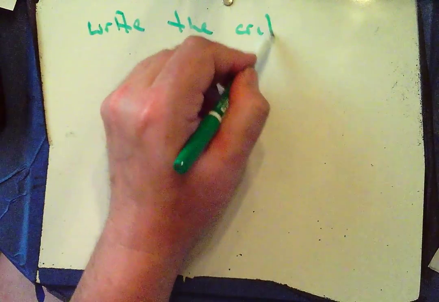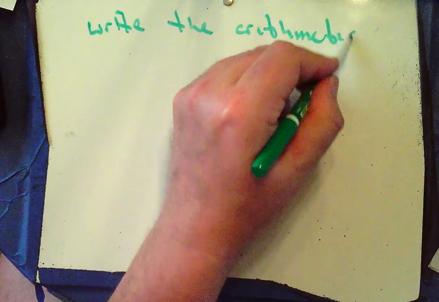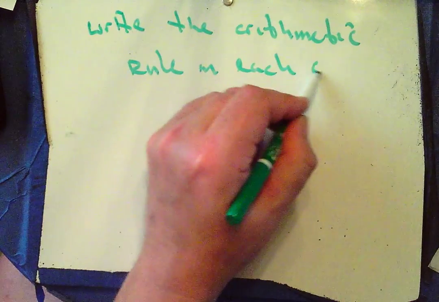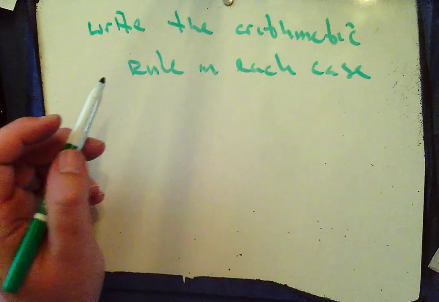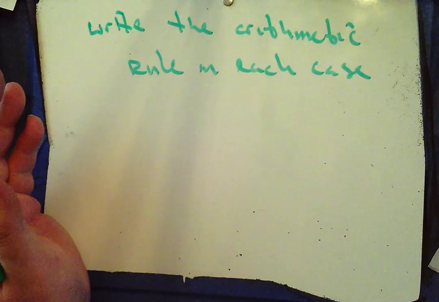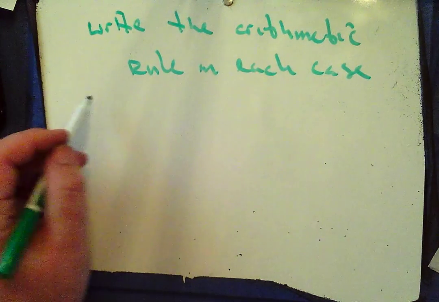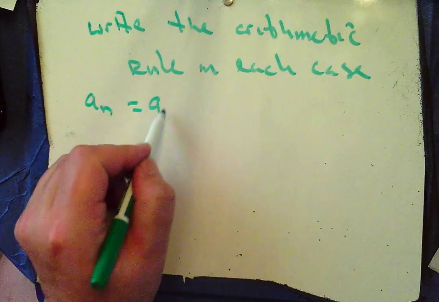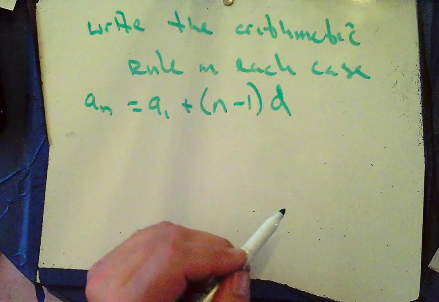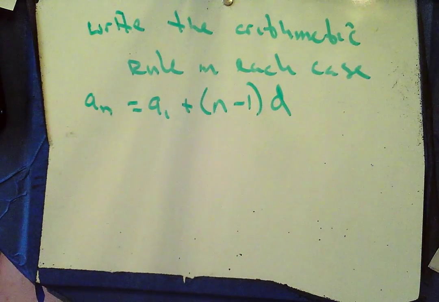Okay, so now write the arithmetic rule in each case. Let's see if we can put it all together now. Feel free to use the what's my rule approach that I showed you at the beginning of the video, or a sub n equals a sub 1 plus n minus 1 times d. That is also fair game for these problems.